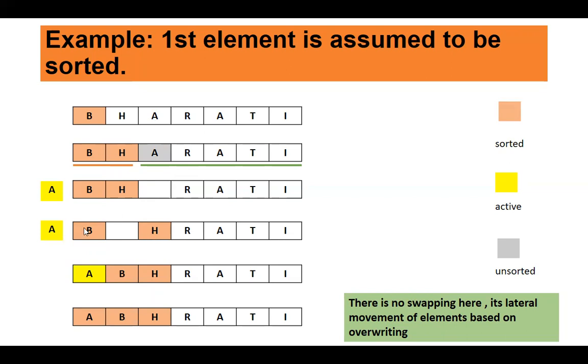Now next you compare A with B. B is also greater than A, so now shift B here. B is also shifted and then A is put at its proper position. Now all these three are sorted. If you observe, there is no swapping here. It's lateral movement of the elements based on overwriting. So B is already there, and it is being overwritten by A.